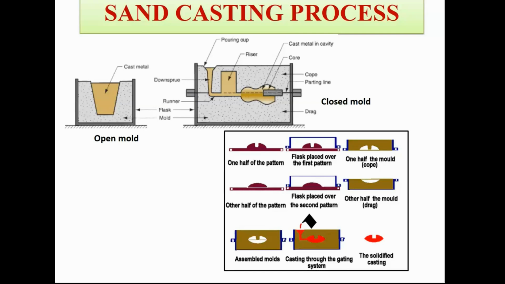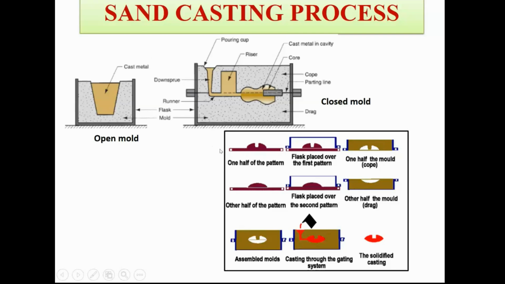And in the sand casting process, wood patterns are very common, and in different types of casting processes, plastics, wax, metals, and wood are used for making the pattern. And this is our primary or fundamental procedure for making a sand casting.